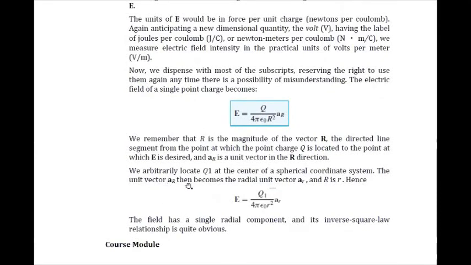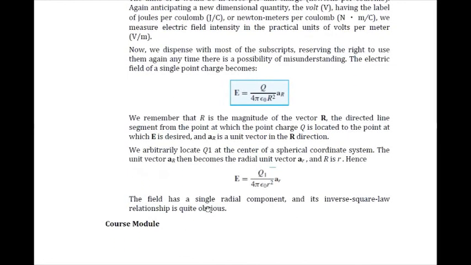We arbitrarily locate Q1 at the center of a spherical coordinate system. The unit vector aR then becomes the radial unit vector ar and R is r. Okay, ito na yung equation. Imbis na magnitude of vector R, ginawa na nating radial unit vectors, ar na dito. Then yung R ay magiging r na siya na maliit. Okay, that is the formula. The field has a single radial component, and its inverse square law relationship is quite obvious.